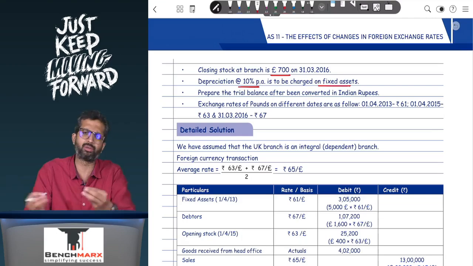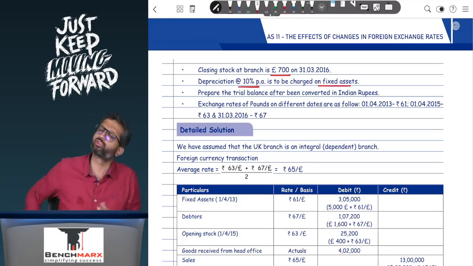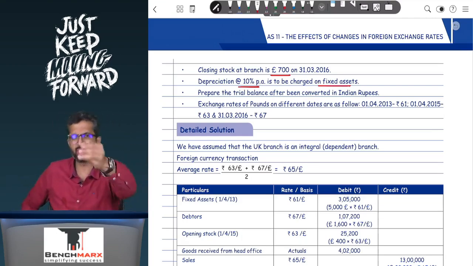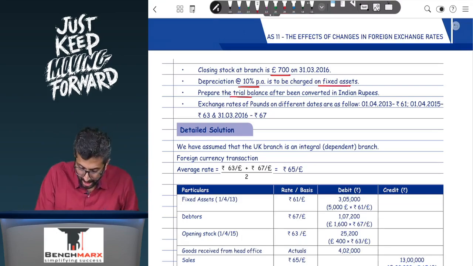Institute shows it separately. One can always say that you can rectify the trial balance and show. Institute keeps it simple and shows it separately. We will also show that. Prepare the trial balance after being converted into rupees.